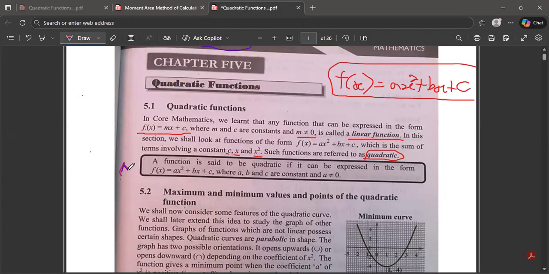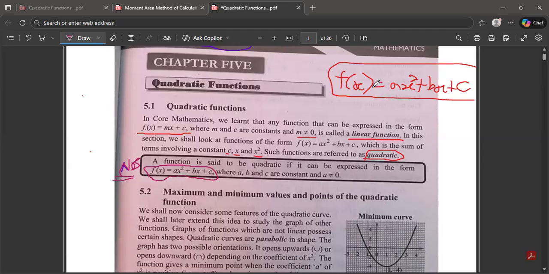The one that I just wrote NB beside is where I'm going to be reading now. I'm saying that a function is said to be quadratic if it can be expressed in the form ax squared plus bx plus c, where a, b, and c are constants, and a is never equal to 0. If a is equal to 0, what is the function going to become? Can you tell me what the function is going to become if this a over here is equal to 0?